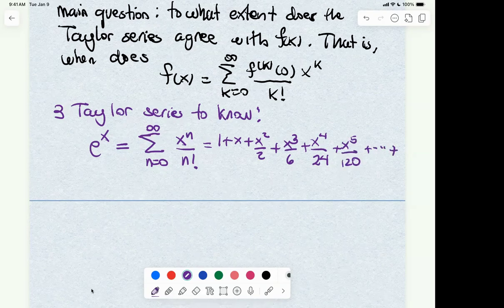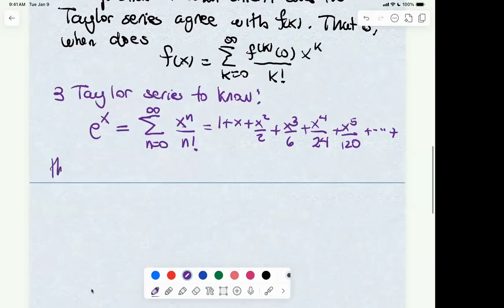So if I'm writing it like this, I do mean that this formula holds for any value of x, any number on the number line. So this formula is correct. This is true for any value.